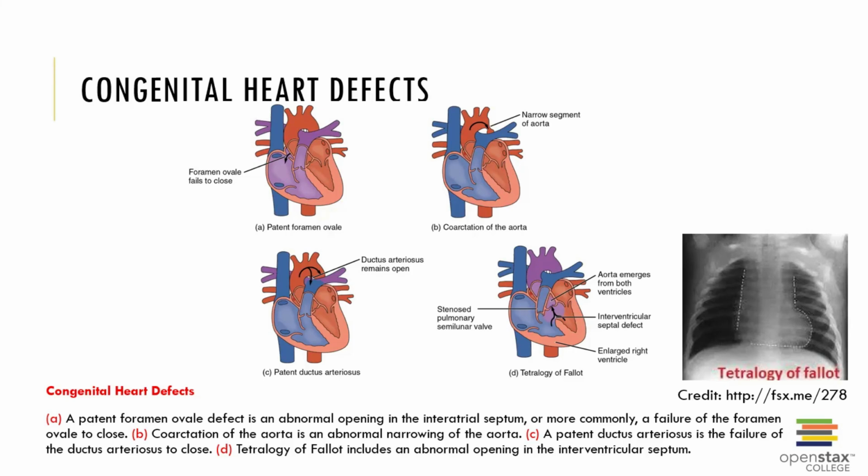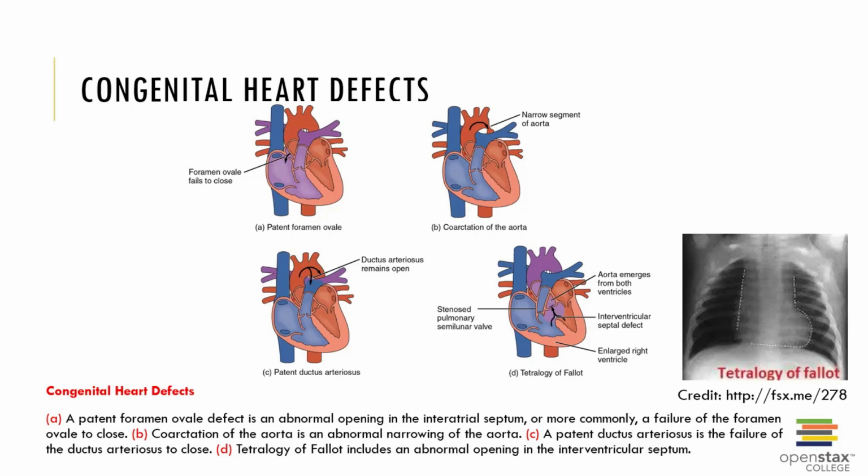So basically the term tetralogy is derived from 4 components of the condition. One component is pulmonary stenosis, another is an overriding aorta, ventricular septal defect, and right ventricular hypertrophy. And again, that's called the tetralogy of Fallot.